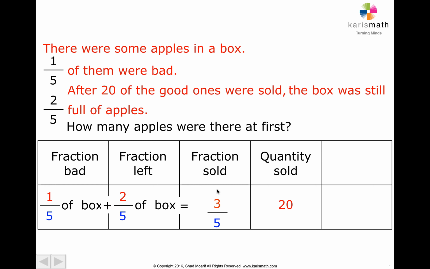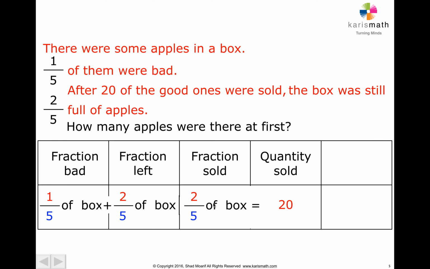Now, whatever number of apples there are in the entire box, if you take away 3/5 of it, how much is left? What fraction is left? Out of the total, 3/5 are gone. How many fifths are left? Well, obviously, 2/5 of the box was sold. And we know the quantity sold is 20. So 2/5 of the box must be equal to 20.